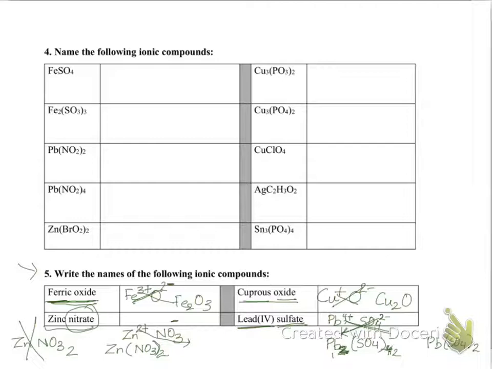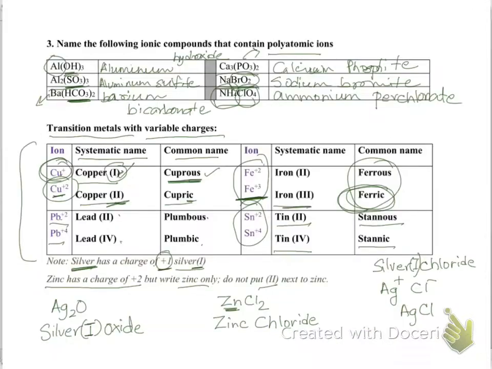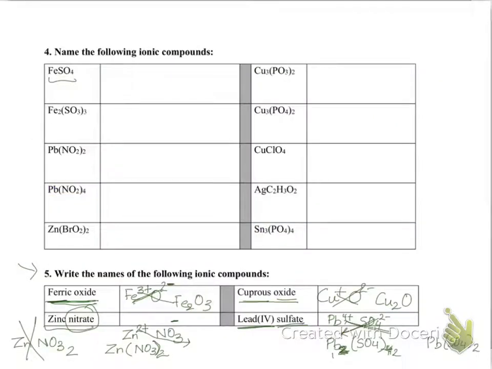Now, what if the formula is given to you and you have to write down the name? So the first one is Fe. Fe is iron. But then iron, I simply cannot write down iron. It is very important to put either 2 or 3. I have to tell whether it's ferrous or ferric because their properties are different. If you are going to simply write down iron sulfate, that is wrong.